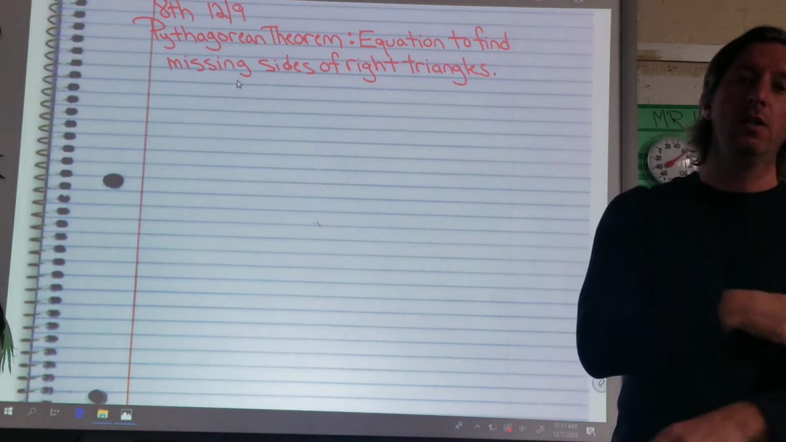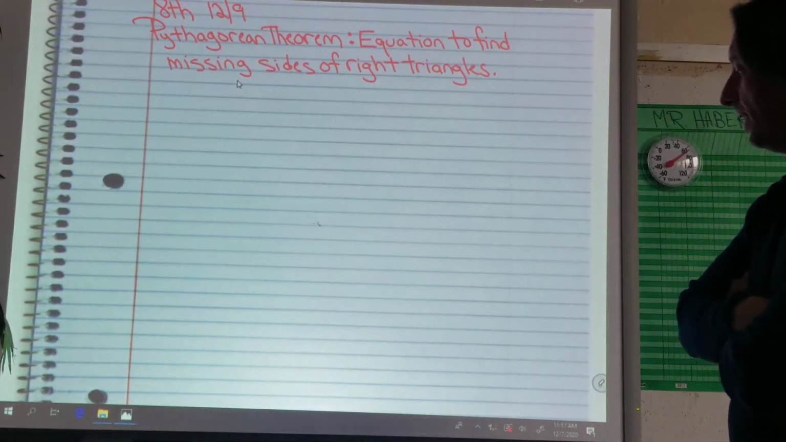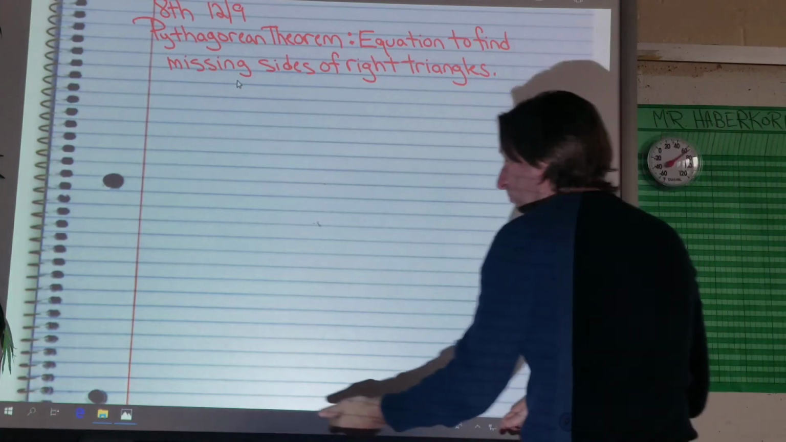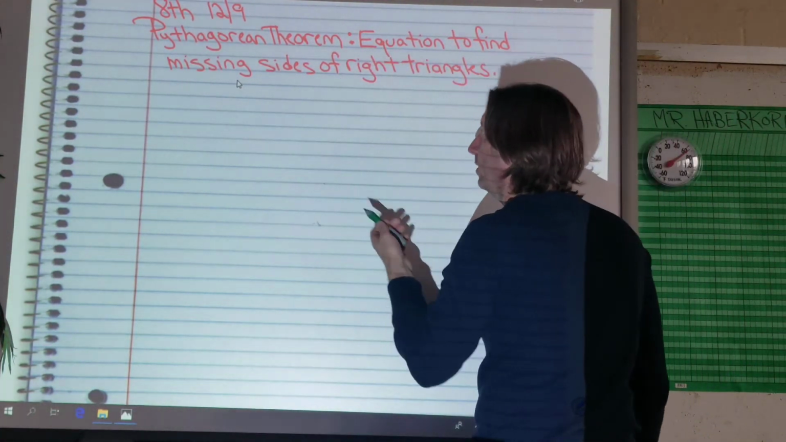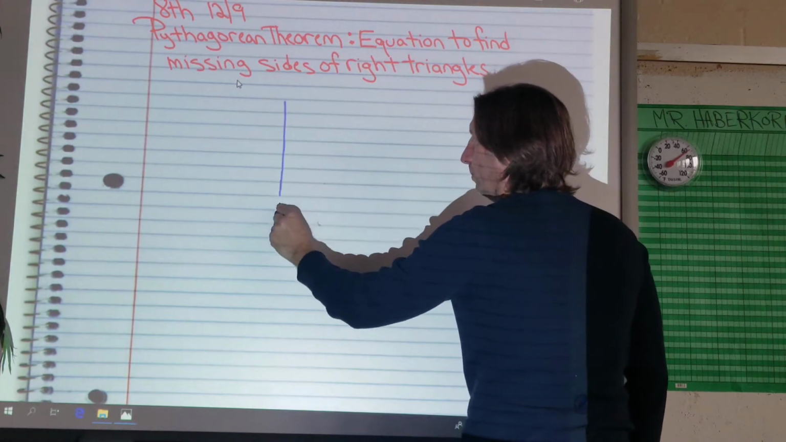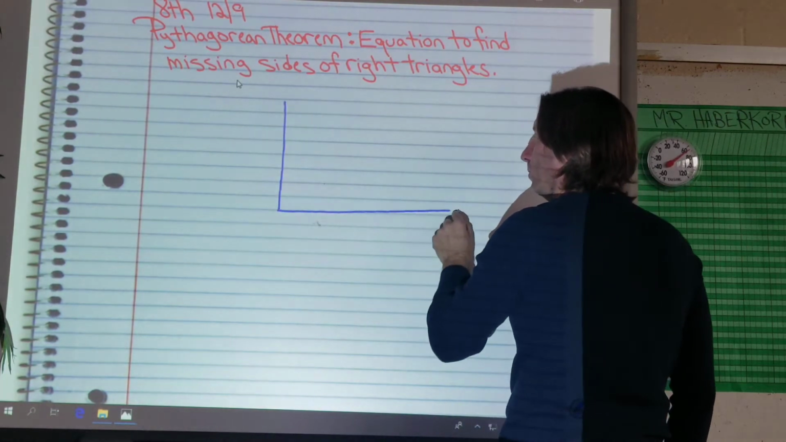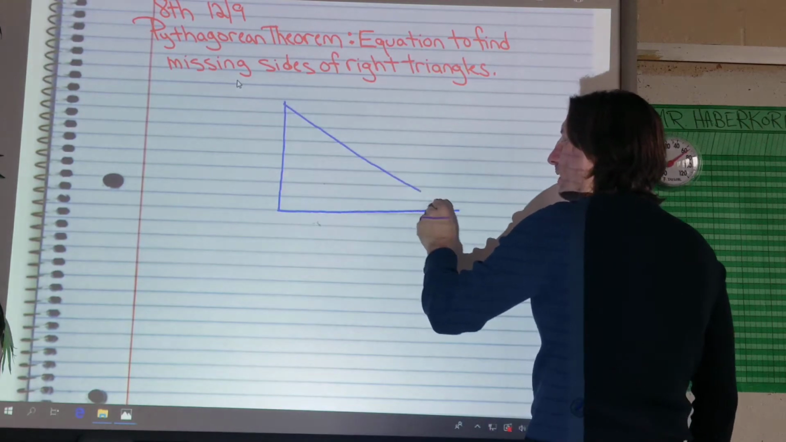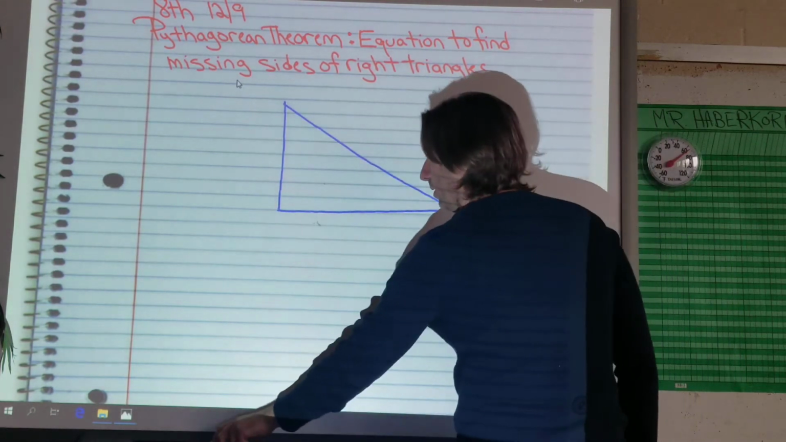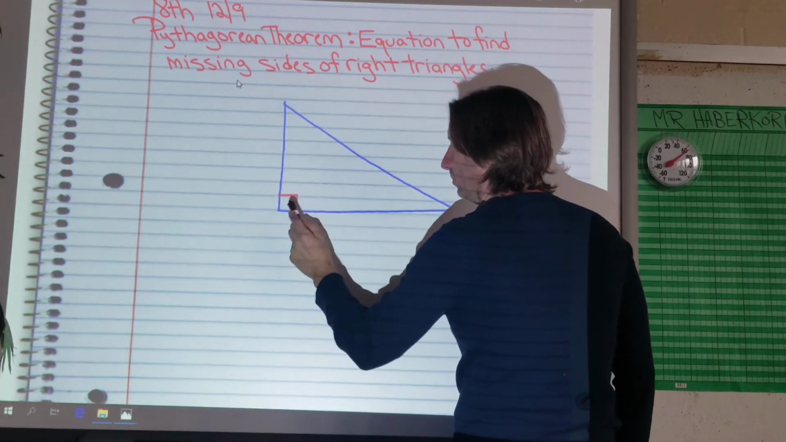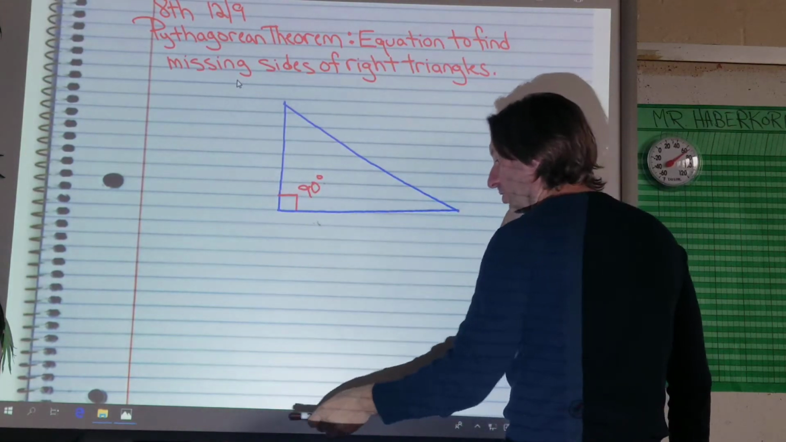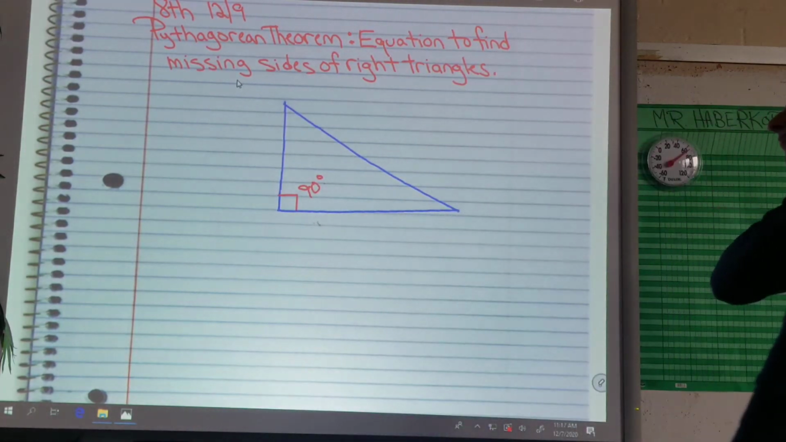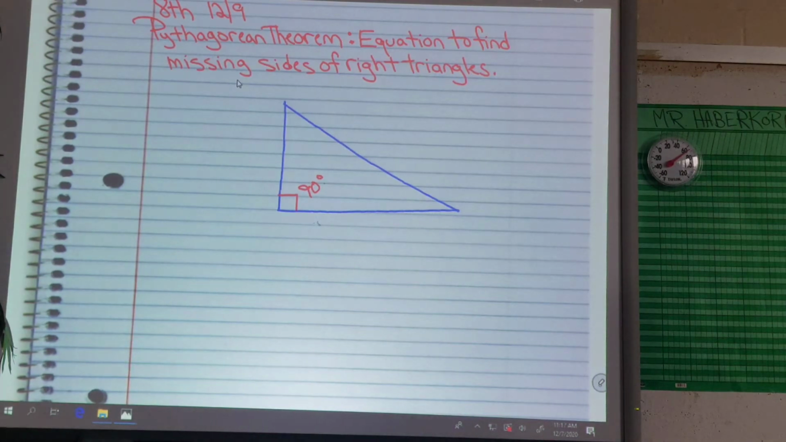All right? So this only works with a right triangle. So we have to know what a right triangle is, and you guys should have learned that back in 6th grade. A right triangle is a triangle that has a right angle. And we know a right angle is 90 degrees, right? Now that angle is going to be very important in what we're learning, all right?